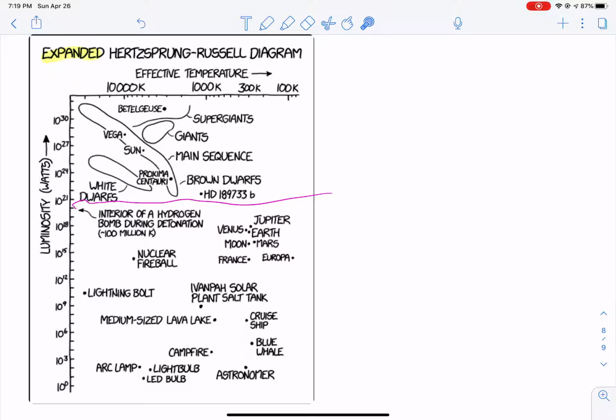So here's the sun, right in the middle of everything, a perfectly average star. Then it lists some other stuff. For example, the interior of a hydrogen bomb during detonation: huge amounts of temperature, not as much luminosity compared to a sun. Here are planets. Thankfully, our planets are down around the 300 Kelvin range. That's a lot more livable for us. Nuclear fireball, lightning bolts, lava lakes, cruise ships, and an astronomer.